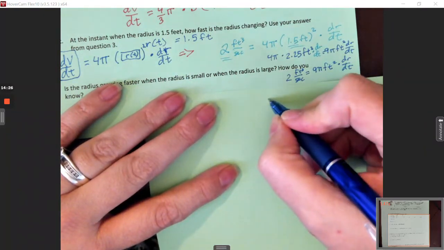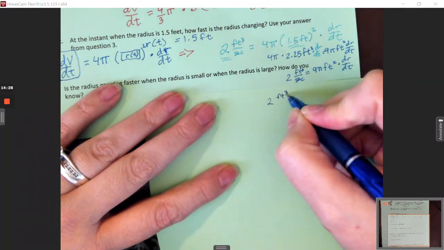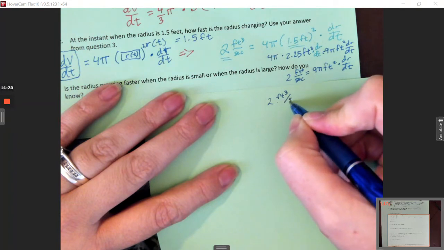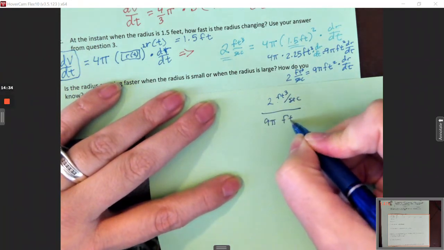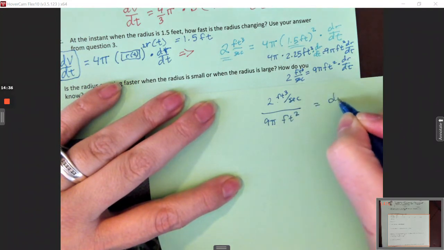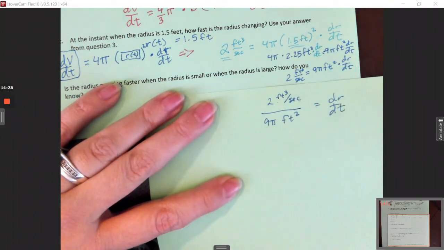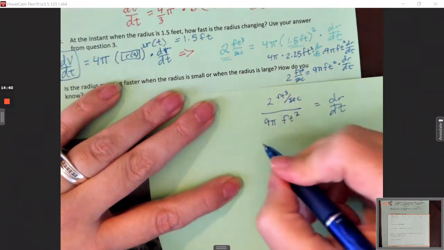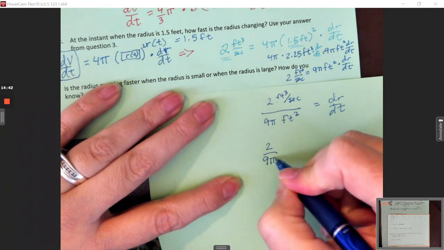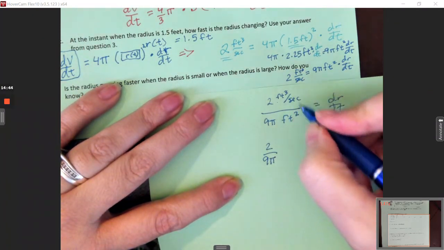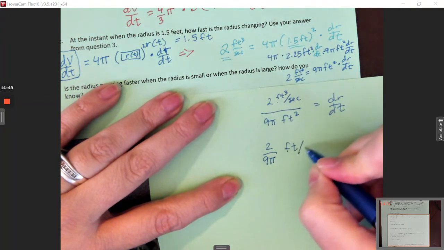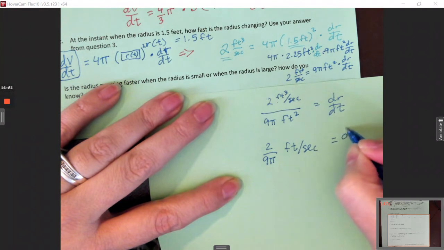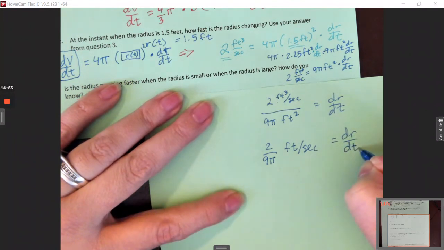So I'm just going to divide. I've got 2 feet cubed per second divided by 9 pi feet squared equals dr/dt. I am officially finished. I'm just going to clean up the units. So I have 2 over 9 pi, and feet cubed divided by feet squared is feet per second, equals the rate of change of the radius.